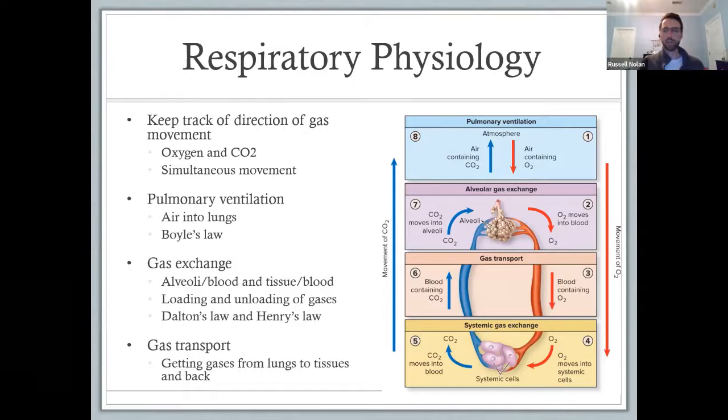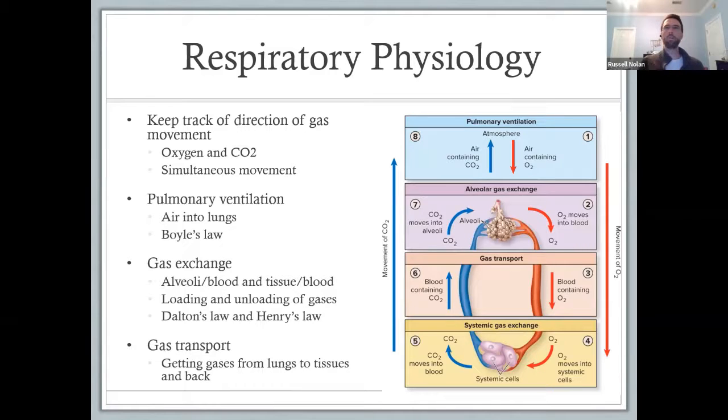So let's look at these as I broke it into 3 functions. You can see here the first function of respiratory physiology is pulmonary ventilation. This is literally just getting air into and out of your lungs. You are ventilating, whether you're doing that through your nose or through your mouth, a little bit of both. Pulmonary ventilation is just getting air into your lungs and getting it back out.